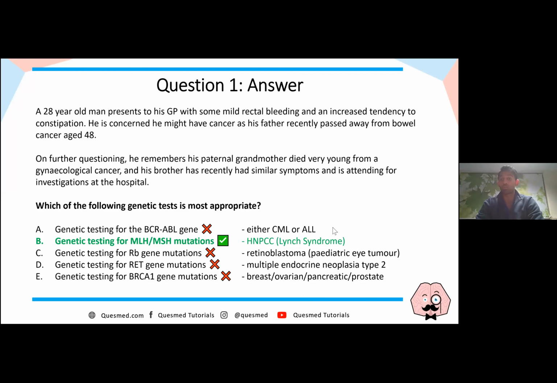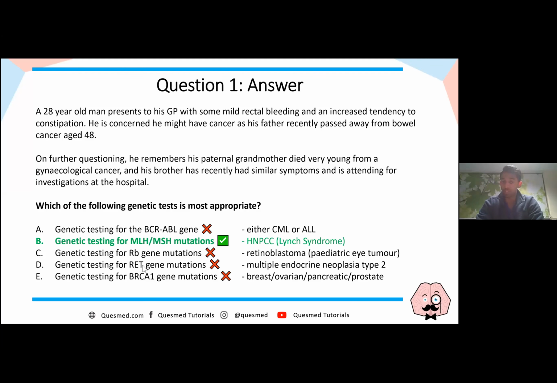And just so you can be clear for the future similar questions, we'll go through all the other incorrect answers. So option A, BCR-ABL, is a fusion gene commonly seen in most cases of chronic myeloid leukemia and also a fraction of ALL and AML as well. The RB gene mutation, the RB stands for retinoblastoma gene. Okay, that's most commonly presenting as a pediatric eye tumor.